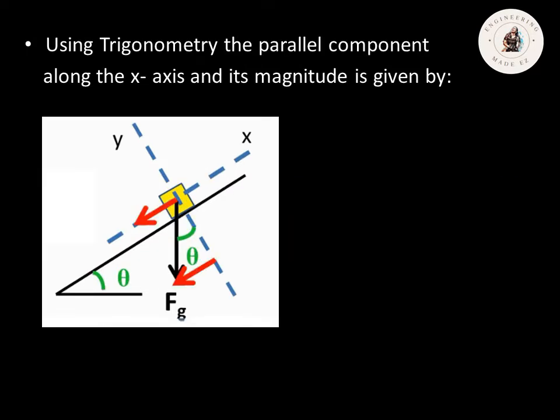To solve for the parallel component along the x-axis and its magnitude, we need to use trigonometry. As you can see, this line here is opposite to our given angle, which is theta. That's why we're going to use sine. Therefore, the parallel component along the x-axis is given by FG multiplied by sine theta.